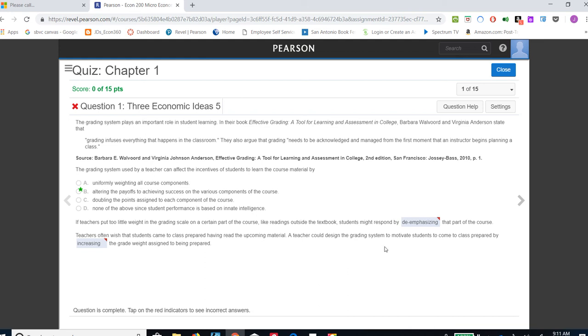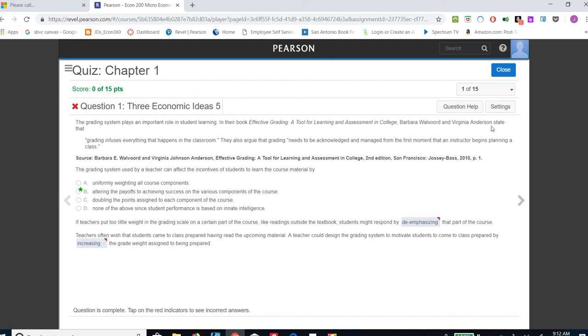But a teacher could design a grading system to motivate students to come to class prepared by, I think this is increasing or something, right? The right answer here is increasing the grade weight assigned to being prepared. Oh my, students respond to incentives. Everyone responds to incentives in economics, of course, right?